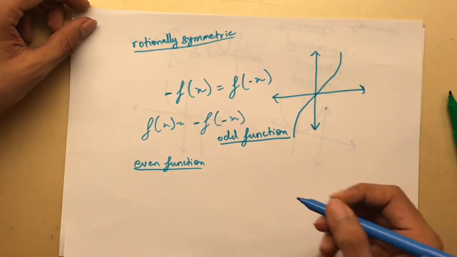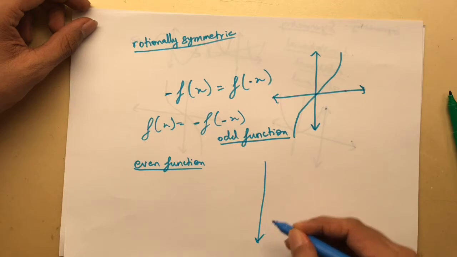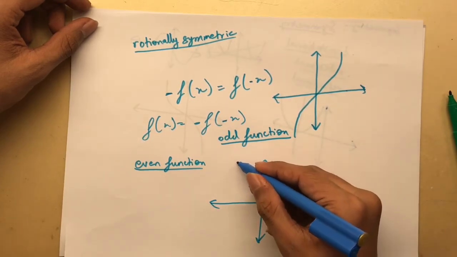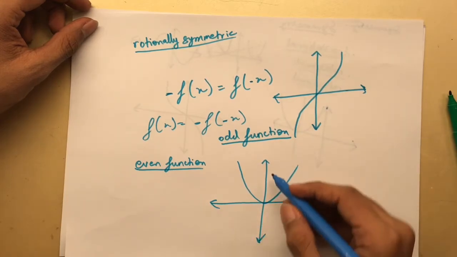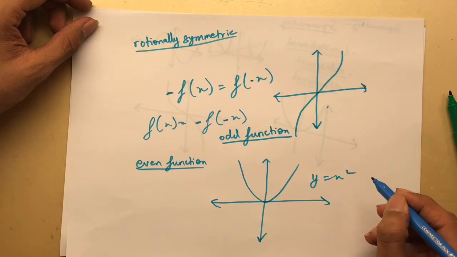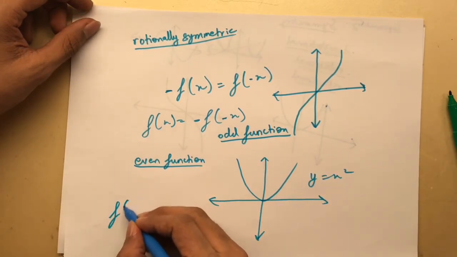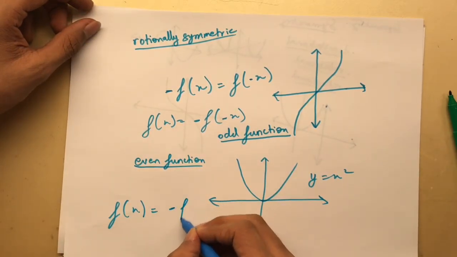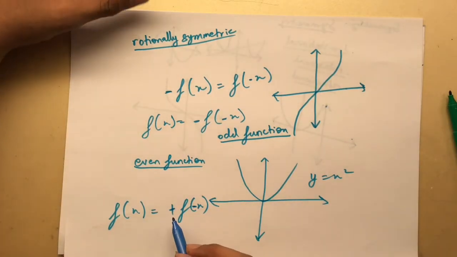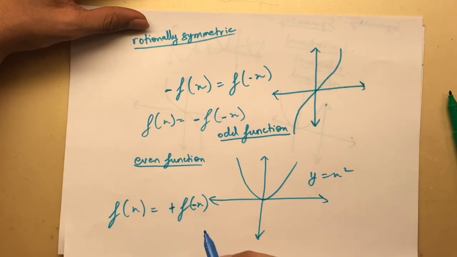is any function that is symmetric around the y-axis. So something like a parabola. So this is symmetric around the y-axis for y is equal to x squared. And in that case, for an even function, f of x should be equal to f of negative x.